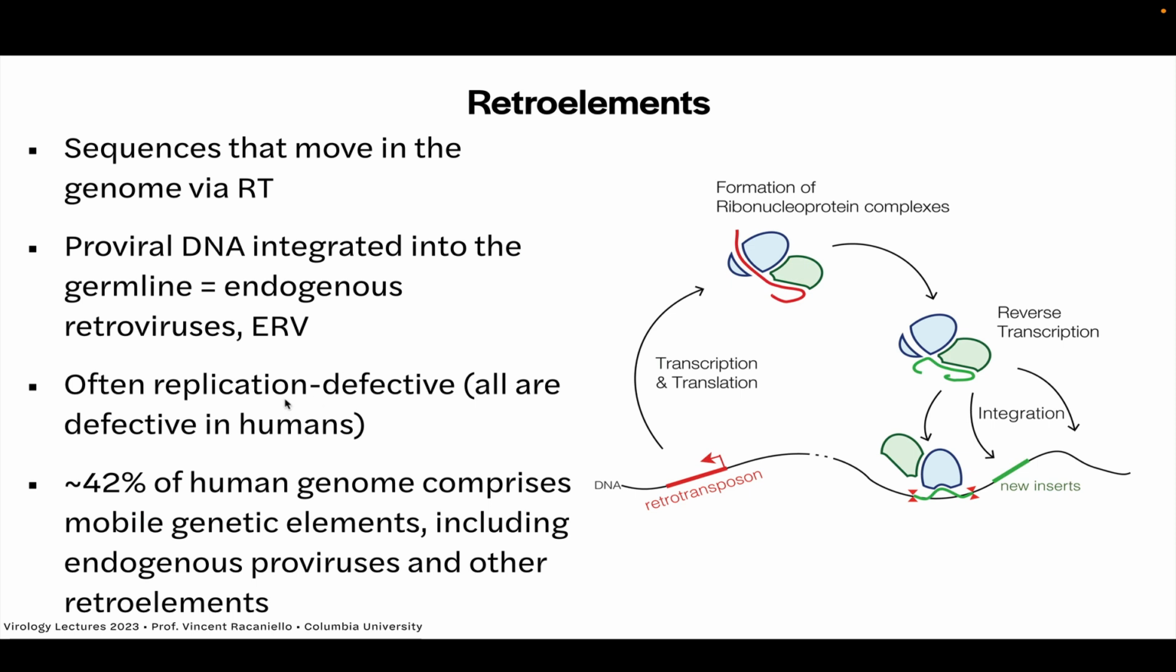In many species, these ERVs are often replication defective. In humans, they're all defective. They don't make infectious viruses. The integrated proviruses can make particles, but they don't make infectious particles. And look at this: 42% of the human genome is made up of mobile genetic elements, sequences that move around, in many cases by reverse transcription, including these endogenous proviruses or retroviruses and other retroelements as well. We're going to take a look at this right now.